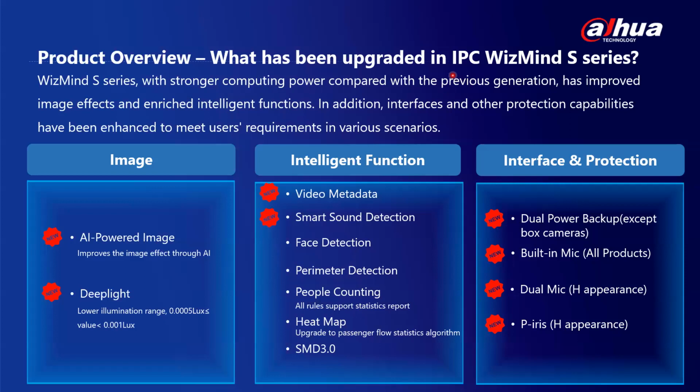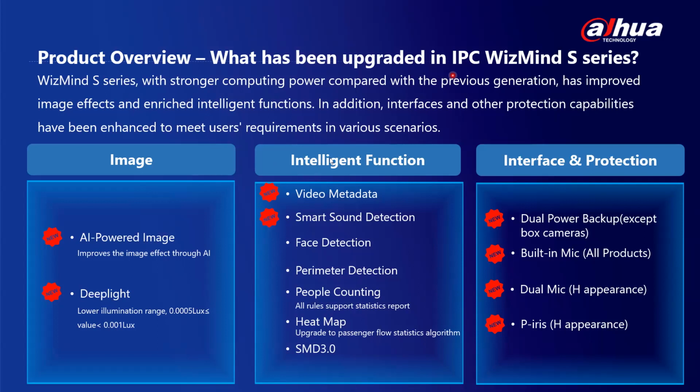So let's try to explore some of the product features. What has been upgraded from the normal WizMind IPC series to the IPC WizMind S series? The major upgrades include stronger computing power compared to the previous generation. This has improved image effects and enriched different intelligent functions. The interfaces and other protection capabilities have been enhanced to meet the users' requirements in various different scenarios. Those upgrades have been clustered into three groups.